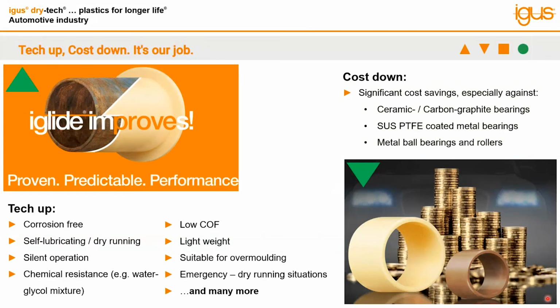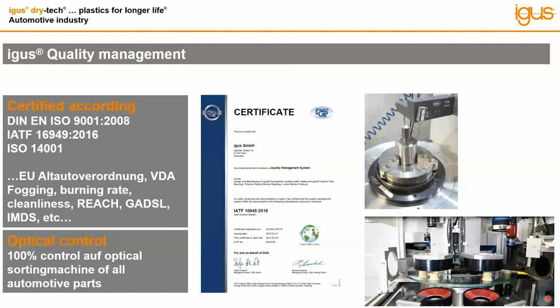And speaking of some of our technology, maybe we should talk a little bit about quality management. I know quality management for automotive customers is really, really key and important. And our quality department in Germany is a world-class quality department. So certified, we have IATF certifications, ISO certifications, really all automotive norms. You can see on here VDA, fogging, burn rates, as well as optical control. So we do have a variety of different optical machines that can 100% quality check bearings, and we do that quite often for automotive customers.